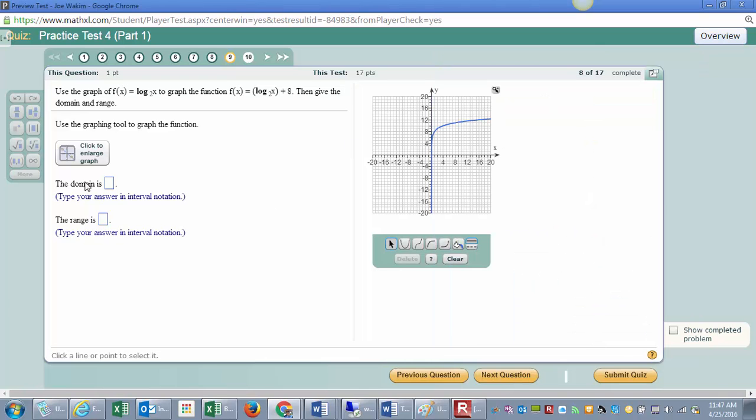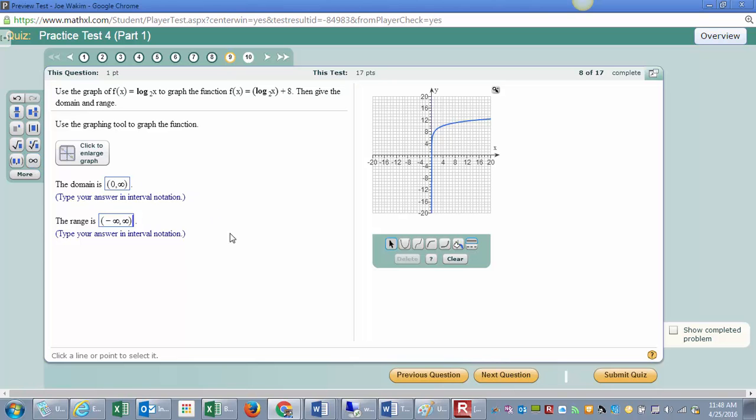And for here, the domain, look at the domain. We cannot touch the x equals 0 vertical line. So they want interval notation, so it's going to be from 0 to infinity, and parentheses for both because 0 cannot be part of the solution. Log of 0 is undefined. X must always be greater than 0 here. For the range, it's going to go from minus infinity all the way to plus infinity.